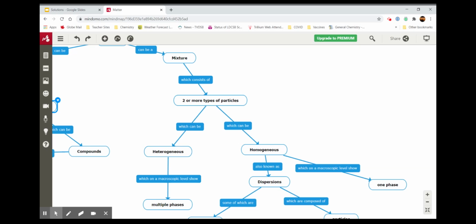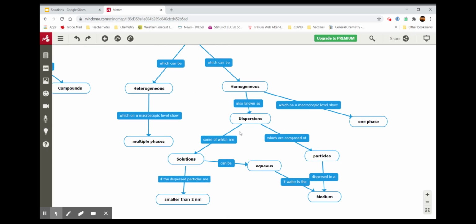Now, homogeneous mixtures are also known as dispersions, and that's the term that I'm going to use to refer to those types of mixtures. So this is a key new term, that dispersions are homogeneous mixtures. And dispersions are composed of particles which are dispersed in some sort of medium. We'll talk about some of those examples later on. Other than this introductory lesson today, we are going to be talking about one type of dispersion, which are called solutions.